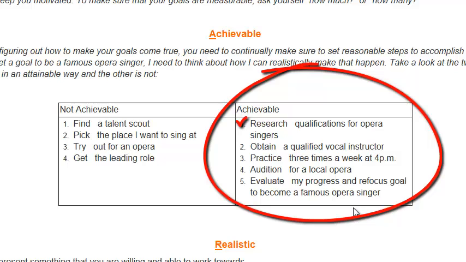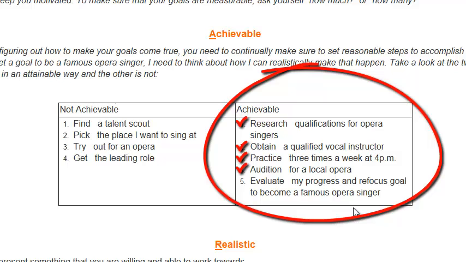Number 1, research qualifications for opera singers. First, I need to find out what it takes to be one. 2, obtain a qualified vocal instructor, somebody that can teach me actually how to be an opera singer. Number 3, practice 3 times a week at 4 p.m. This is very specific and measurable. Practicing 3 times a week would be even more specific if I picked the days, but 4 p.m. is something that I can measure. Did I make the time for it, or didn't I?